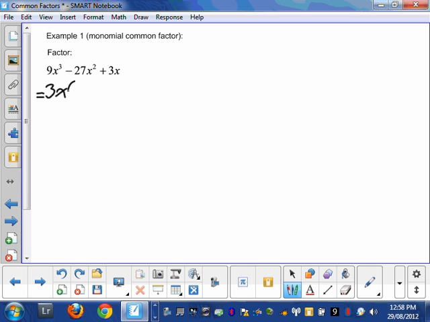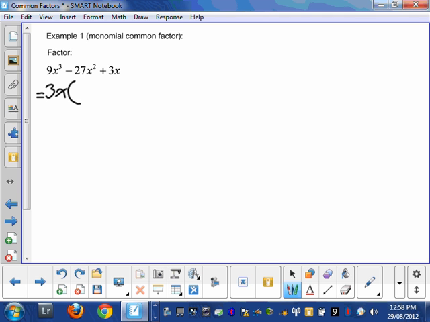So basically you are telling me that 3x goes into all these three terms. In 9x cubed, yes it does. In negative 27x squared, yes. And in 3x, of course. Okay, so 3x is common, belongs to all three. I can factor it. Good. So let's see what's left.